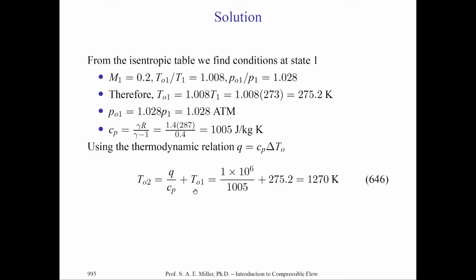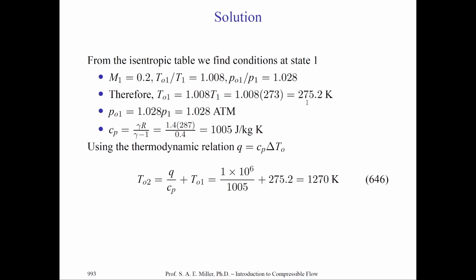T02 will be q over cp plus T01, from the algebraic relation. Divide both sides by cp, and of course add T01. We now have a closed form solution for T02, and we know all the values on the right-hand side. Filling these in, you'll find that T02 is 1,270 Kelvin.